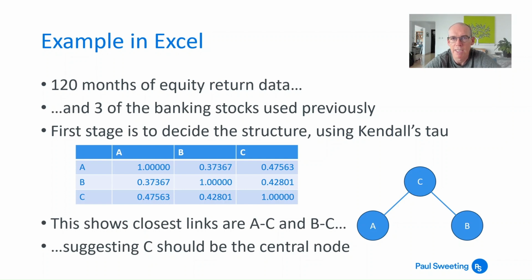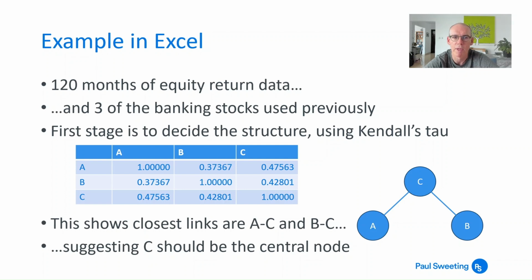So I'm going to do this in Excel, so you can see exactly what's going on, and I'm going to be using 120 months of equity return data, and three of the banking stocks that I used in previous examples when I was trying to work out what the structure of a more complex vine copula might look like. So the first stage is to decide the structure using Kendall's tau. I'm not going to go through the calculation of Kendall's tau. I've done that before, and as we've seen, it takes a lot of space and a lot of time, so I'll spare you that. I did it so you don't have to.